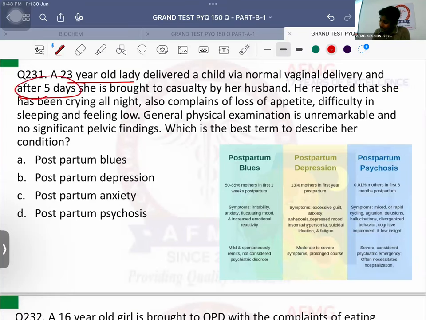the casualty by her husband. He reported that she has been crying all the night. She also complains of loss of appetite, difficulty in sleeping, that is insomnia, and feeling low. General physical examination is unremarkable. There is nothing else wrong with the patient, and no significant pelvic findings also. Which is the best term to describe the condition?